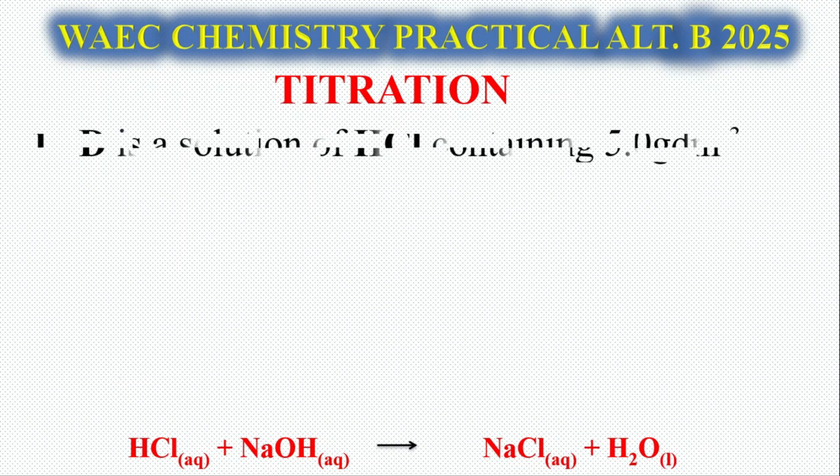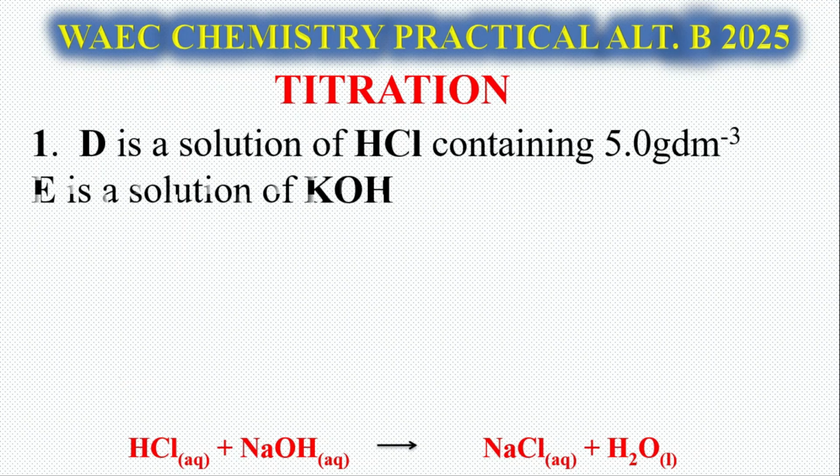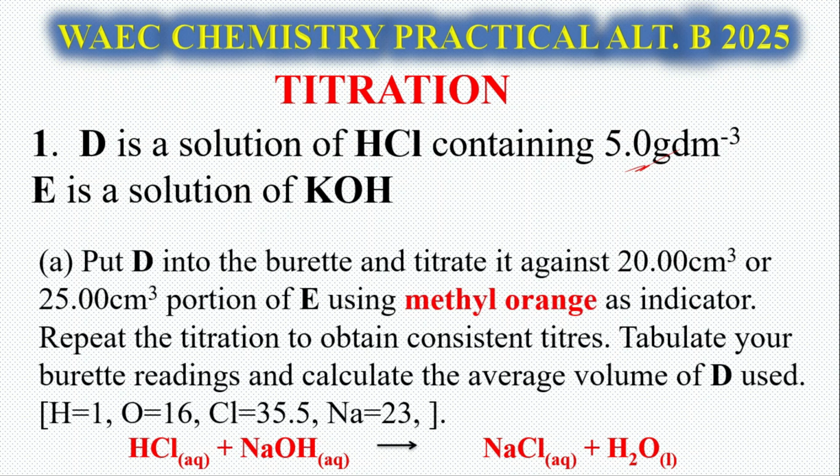Now, titration. The question says, D is a solution of HCl containing 5.0 gram per dm³. E is a solution of KOH. Now, put D into the burette.